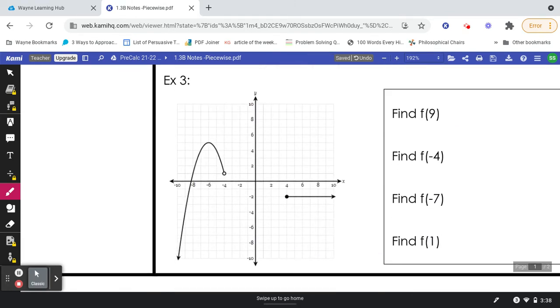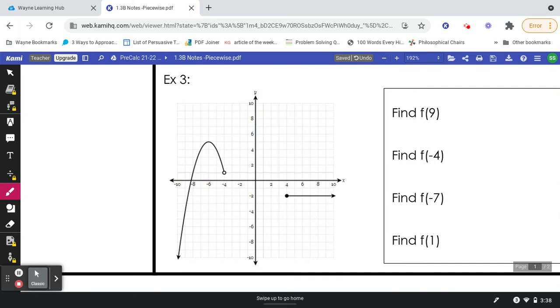Our last graph here, notice that there's a piece missing in the middle. It kind of jumps from one section to the other. So f of 9 would be right here. Looks like it's happening down at -2. F of -4, if you notice, it's got an open circle there, and there's no closed circle anywhere at -4. So when that happens, we say it's undefined.